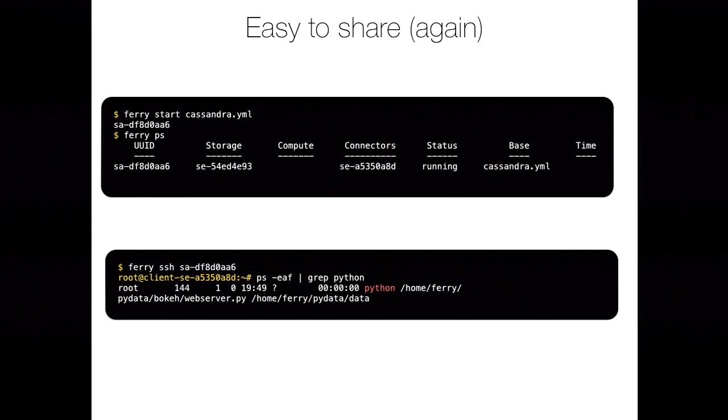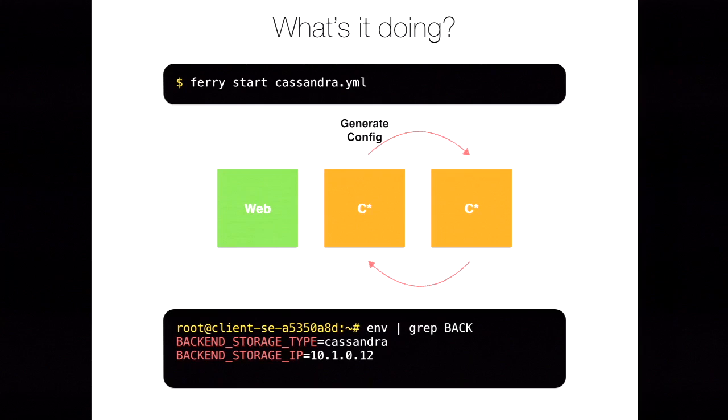So she begins wondering, what's actually going on when you do start? For Cassandra, it's actually pretty simple. In this example, we're starting two Cassandra nodes. Basically, those are the yellow boxes. Ferry is going to stand up these containers, build them automatically. These are just Docker containers. It will automatically generate the configuration files necessary for those two nodes to talk to each other, and then also automatically configure the client to be able to talk to those connectors. And of course, afterwards, she can look at the environment variables, and Ferry is kind enough to point her to the right IP addresses so that she can begin interacting with that Cassandra cluster.